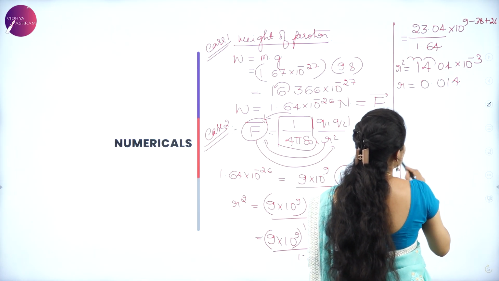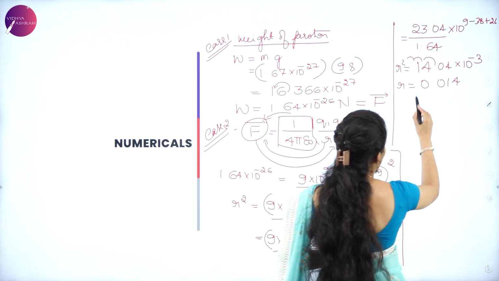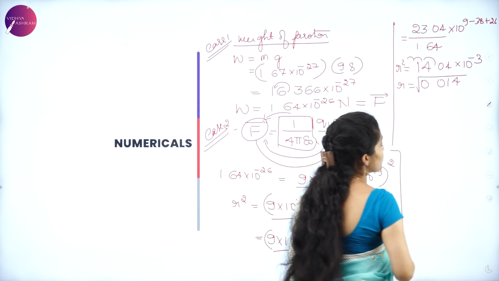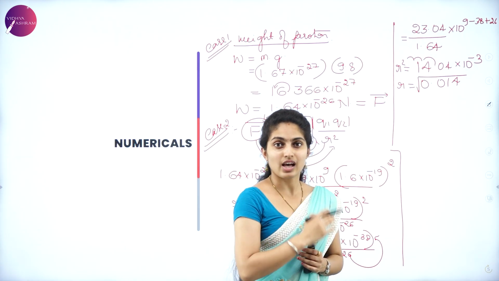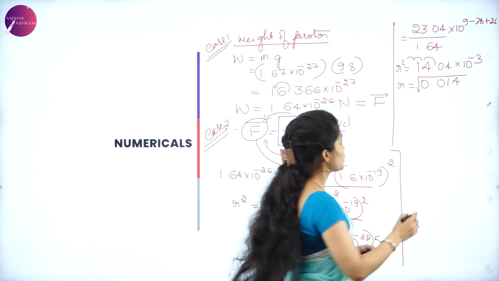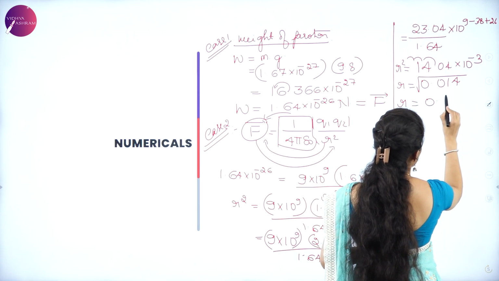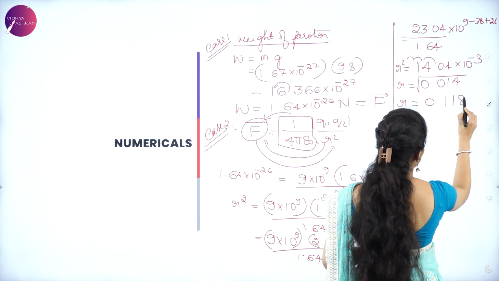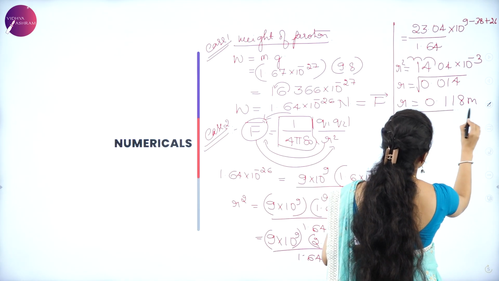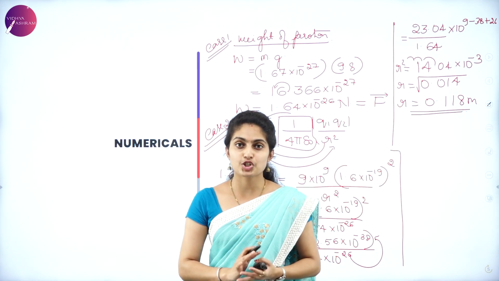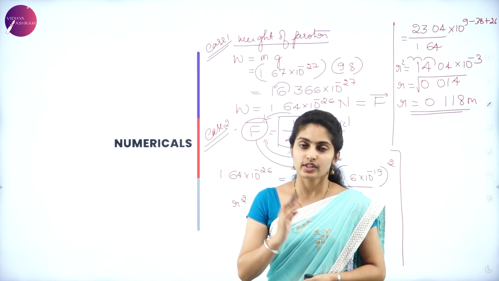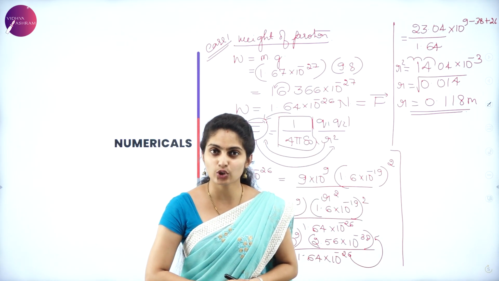So it is 0.014 is the R value. So our root of 0.014. So this is R square and you're finding out R. So you have R is equal to 0.118 meter. So this is the separation of two protons. So that is all about your second question.